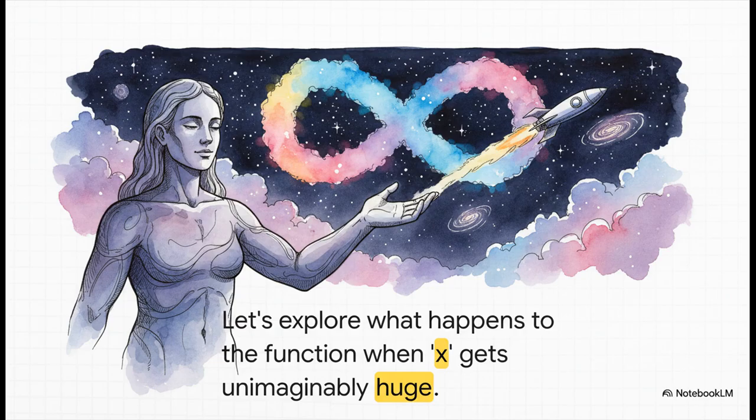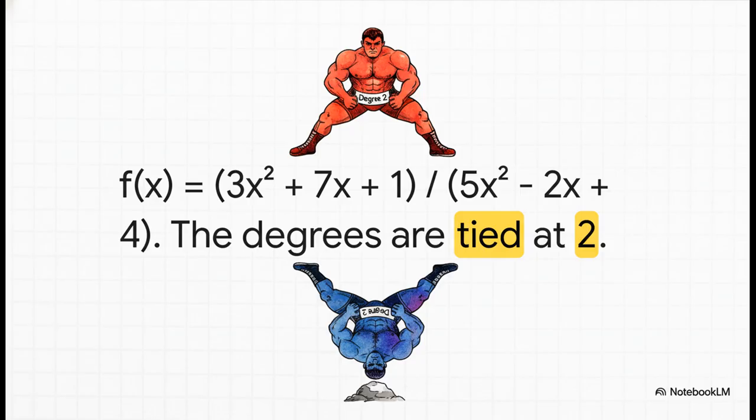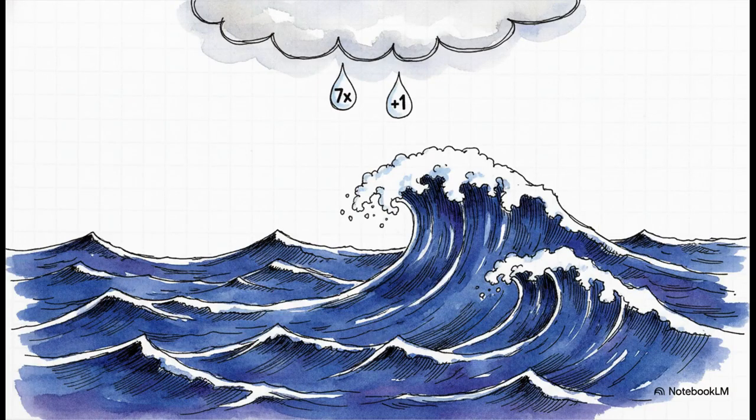And to get it, we have to imagine what happens when x gets, well, ridiculously, unimaginably huge. So let's take a look at this function here. We've got a degree 2 polynomial sitting on top of another degree 2 polynomial, a perfect tie. Now imagine plugging in like a trillion for x. That 3x squared term is going to be 3 times trillion squared. That's just a mind-bogglingly huge number. So compared to that monster, what's 7 times a trillion? Or plus 1. They're like tiny little drops of water in the Pacific Ocean. They become almost completely irrelevant.